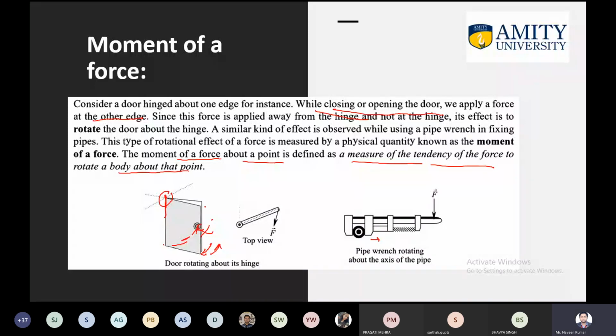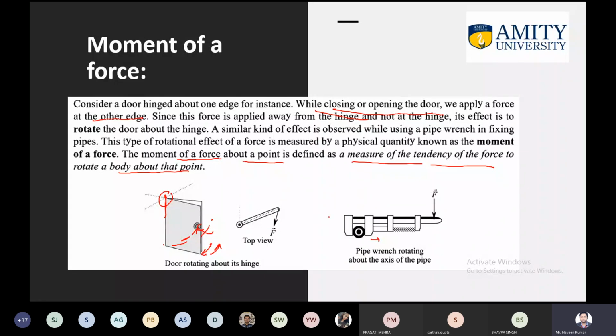So I have already defined the definition of force for a moment. It is a rotational effect which is produced on the body about any point. So this is the point here, and we are trying to rotate the door in this direction or backward direction. So this is the effect of the moment.